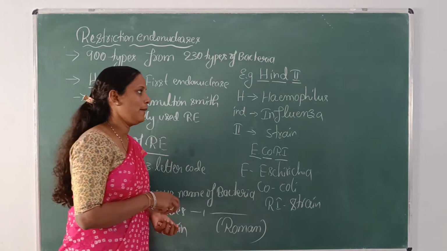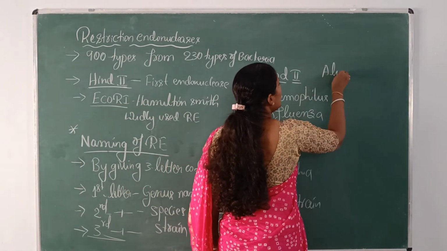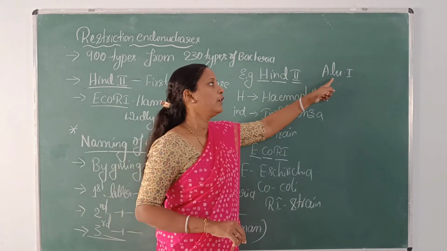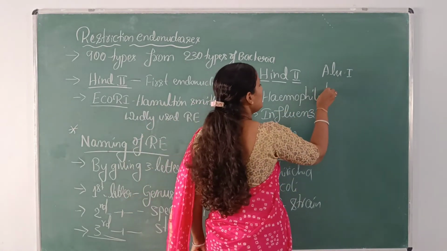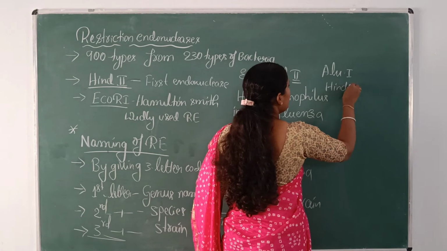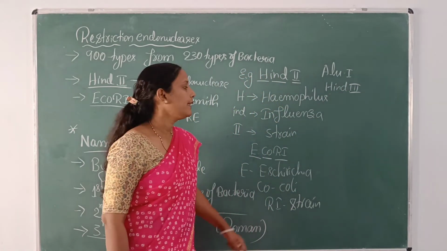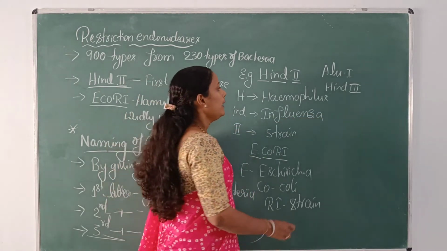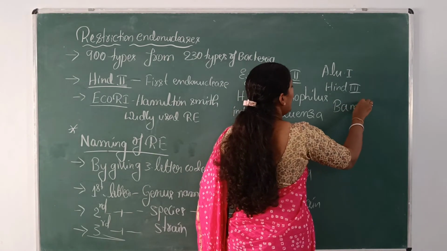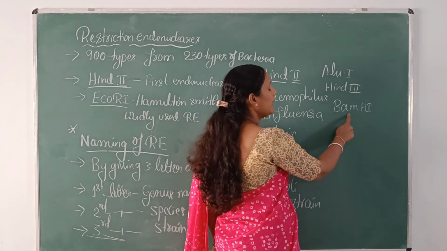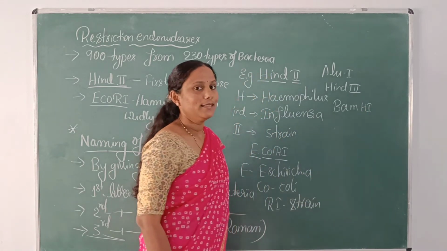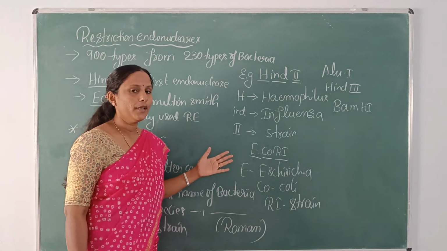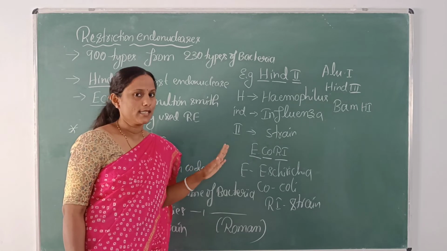To take a few more examples, AluI, that is Arthrobacter luteus strain I. HindIII, Haemophilus influenzae strain III, same here. In HindII the strain is II, here the strain is III. And BamHI, here Bacillus amyloliquefaciens, H is the strain. So likewise, many restriction endonucleases are there. We shall take them up by discussing the mechanism with examples.